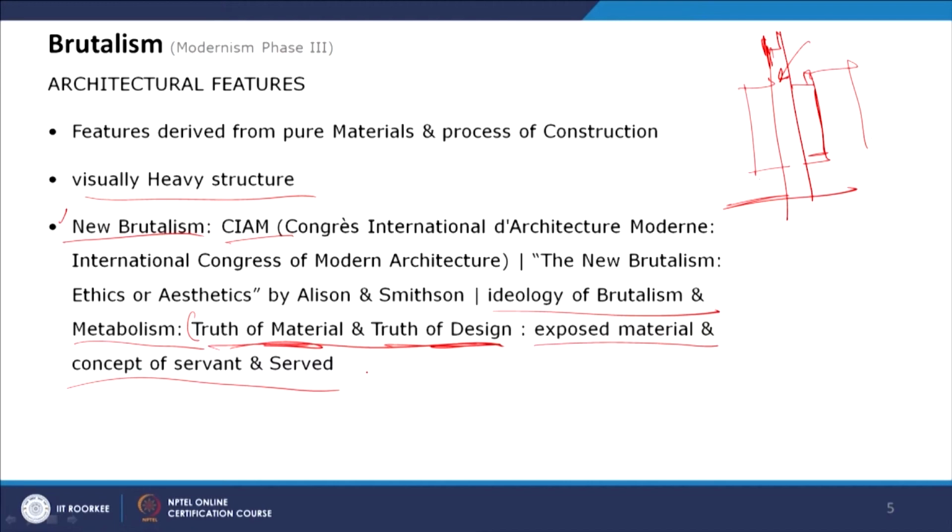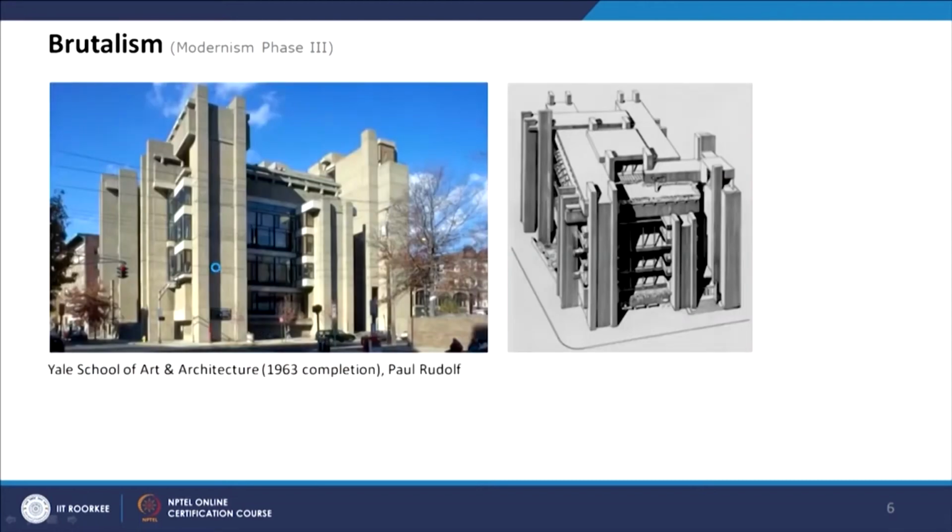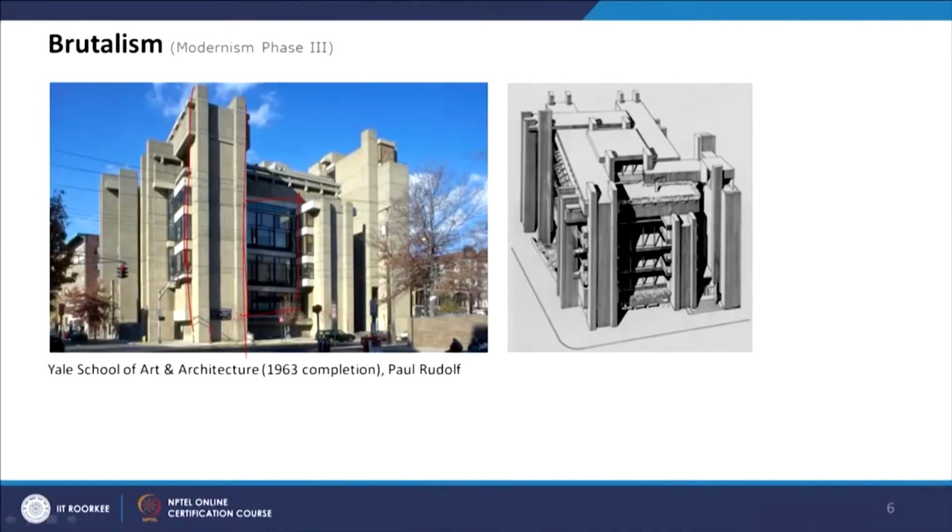So neo-brutalism will have the ethics and aesthetics of this thing. Ethics will come from metabolism, and aesthetics will come from brutalism. Now in this we have also seen that the servant and served spaces are visible from outside, and they are treated in a different way, as in the Richards Medical Lab. And also the fenestrations are there, but they are in the served spaces.